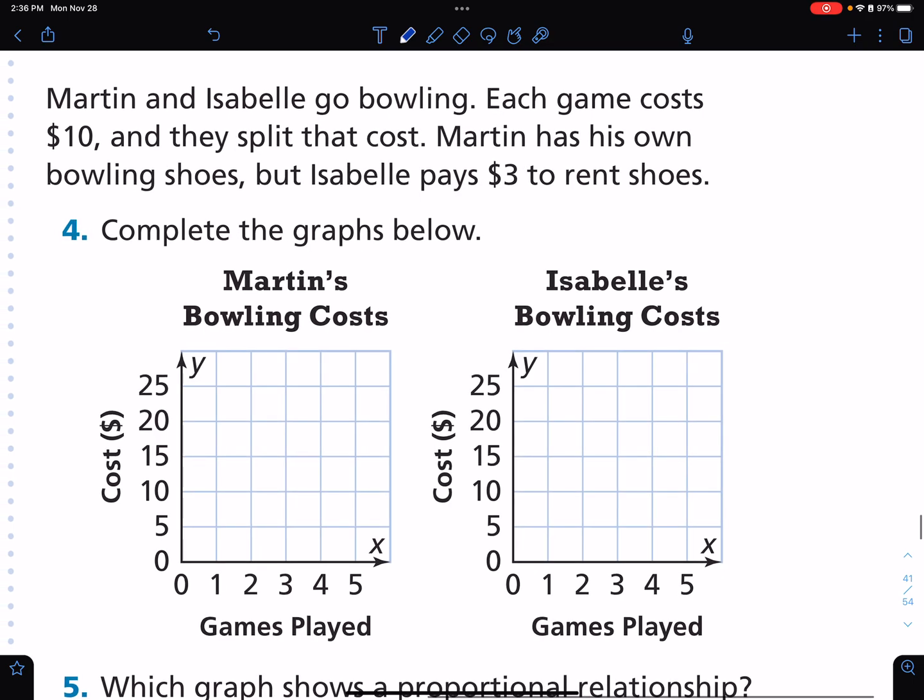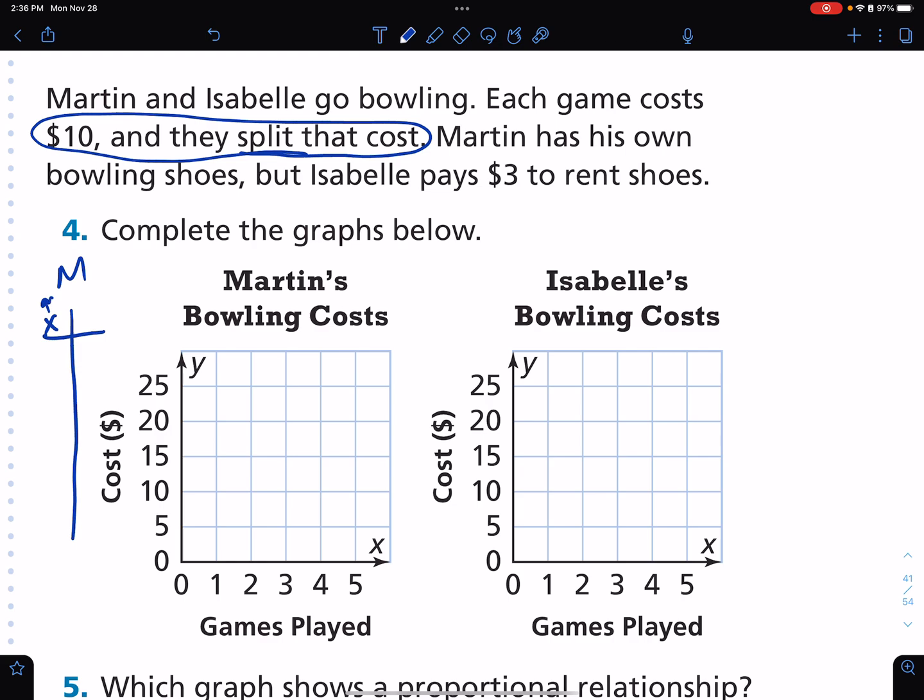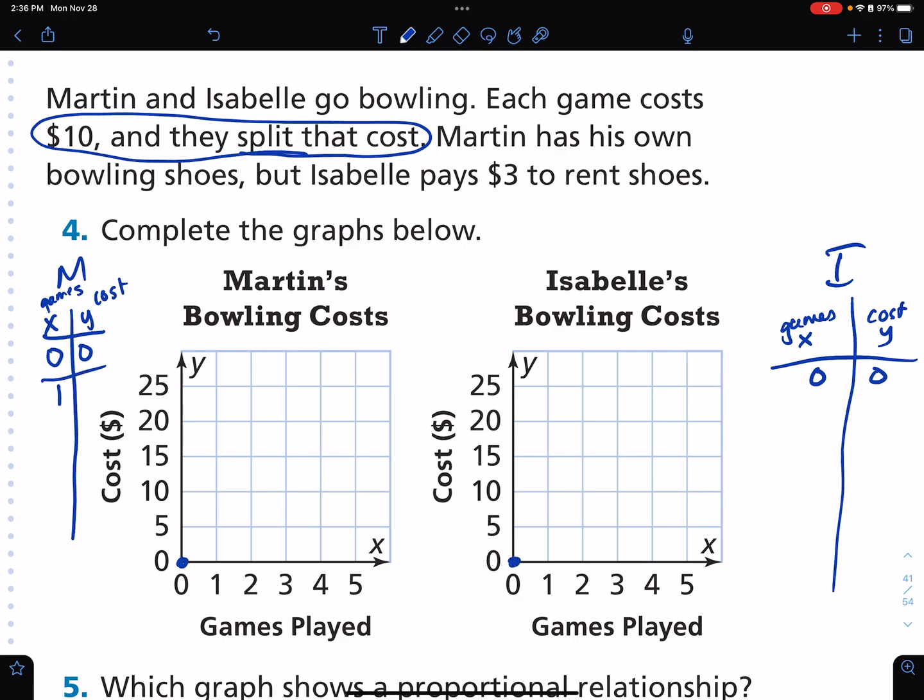Okay, now Martin and Isabel go bowling. Each cost $10 and they split that cost. So Martin has his own bowling shoes. So I'm going to come over here and make Martin. Okay, and it says that X is games and Y is cost. And then I have Isabel over here. She's got games, which is X, and cost, which is Y. So if he plays 0 games, it costs him nothing. Plot. If she plays 0 games, it costs her nothing. Plot. If he plays 1 game, he pays half of the $10, so it's $5.